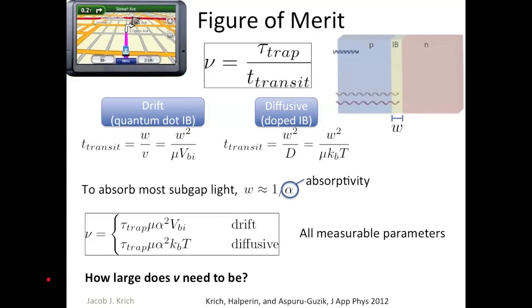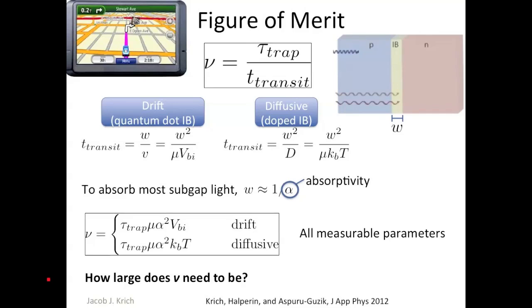Now, depending on what you use for your intermediate band photovoltaic system, you may have a drift type device. So for example, if you make your intermediate band out of quantum dots, then there's likely going to be an electric field that sweeps the carriers outside this region. So if the intermediate band has a width of w, then the transit time is just given by the width divided by the velocity. Thank you, first year physics. And the velocity is just mu times the electric field, which we can estimate as the built-in voltage divided by the width itself. And so the key here is the transit time goes like the width squared.